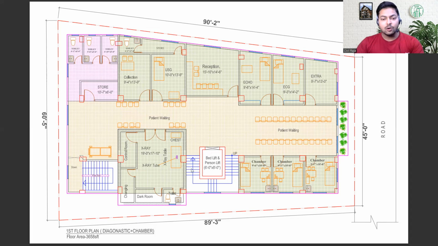Okay, now once you reach this platform, you will find that we have the patient waiting area on both sides, on the left hand side and on the right hand side. However, the purpose of the patients can be different. Like over here we have the echo room which has the dimension of 9 feet 6 inches by 14 feet 4 inches, and the ECG room, and then there is also an extra room which the hospital owners can use according to their need. Okay, and this room has a space of 9 feet 7 inches by 13 feet.